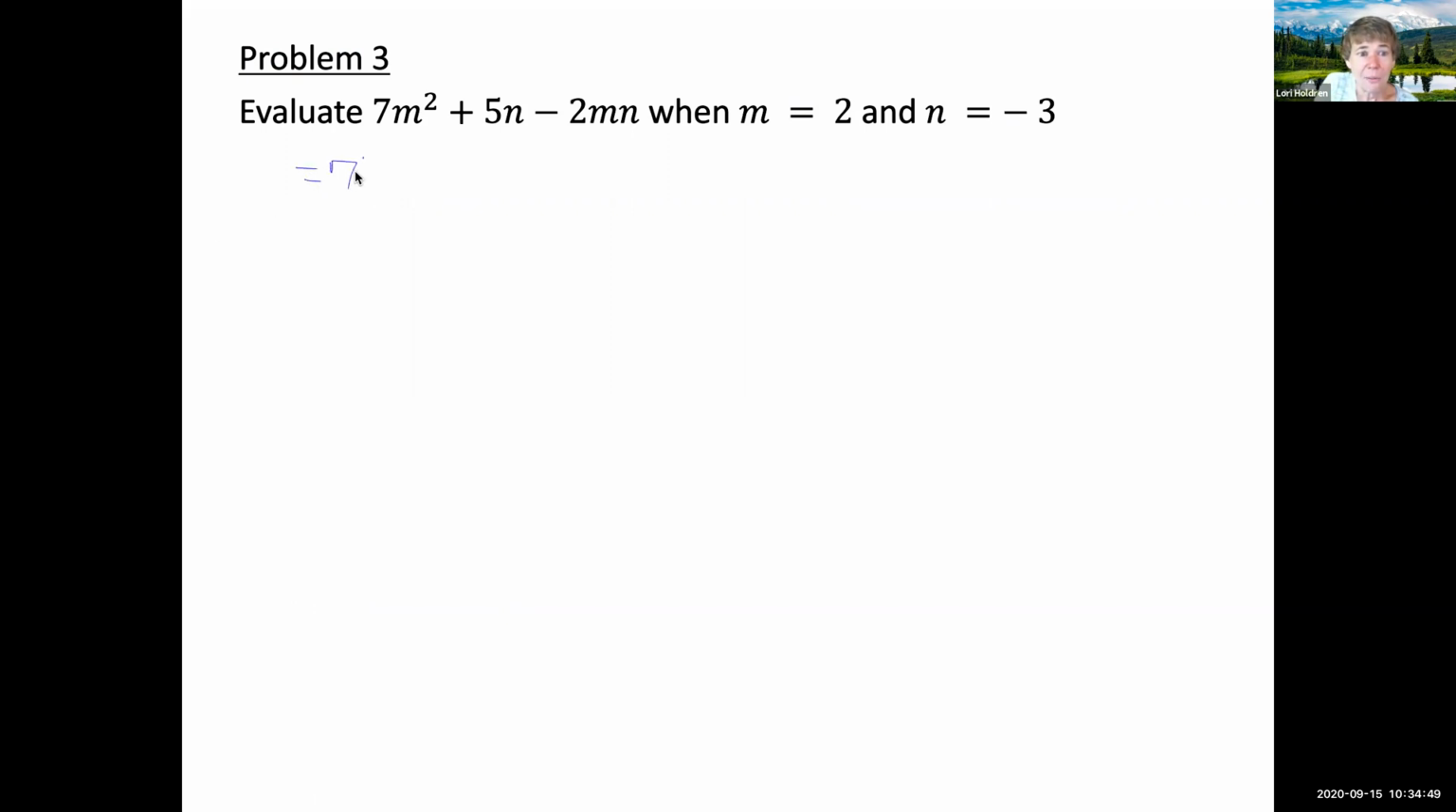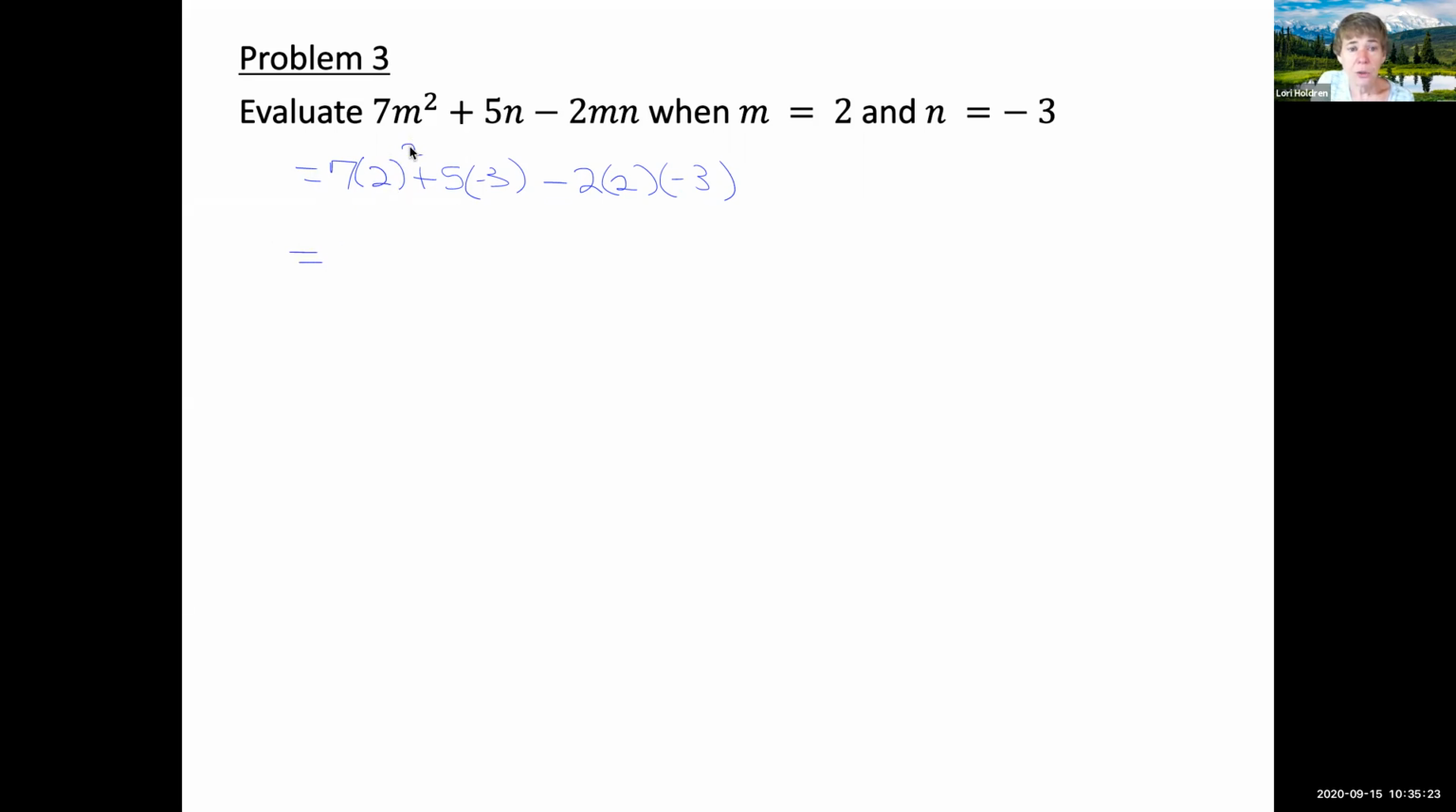So we have 7. I'm going to use my parentheses to put in that 2. And I got plus 5n, n is negative 3. I'm using my parentheses again. 2 times m, which is 2, times n, which is negative 3. So once I get the values substituted in, I want to look at the order of operations, see what I should do first. And again, like we did in our other video on order of operations, you might be able to do more than one step at once. Just make sure that you're not violating your order of operations when you do that.